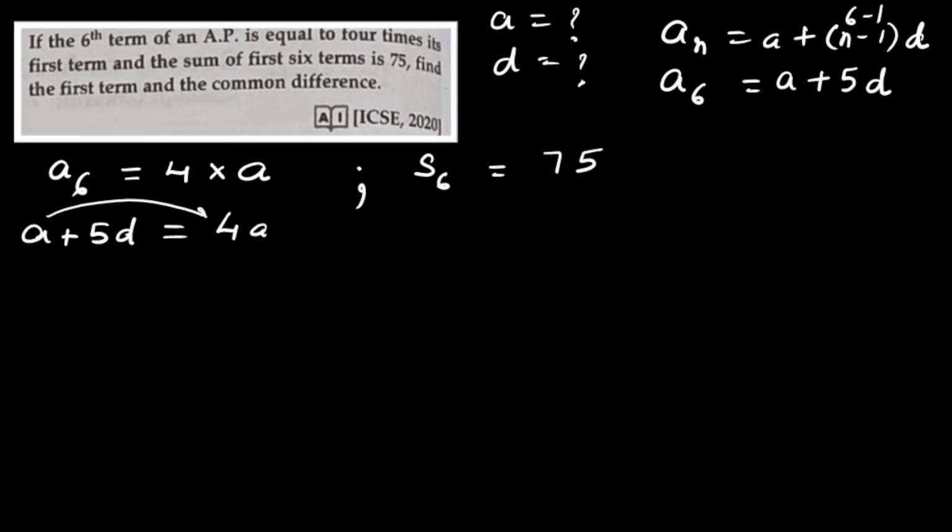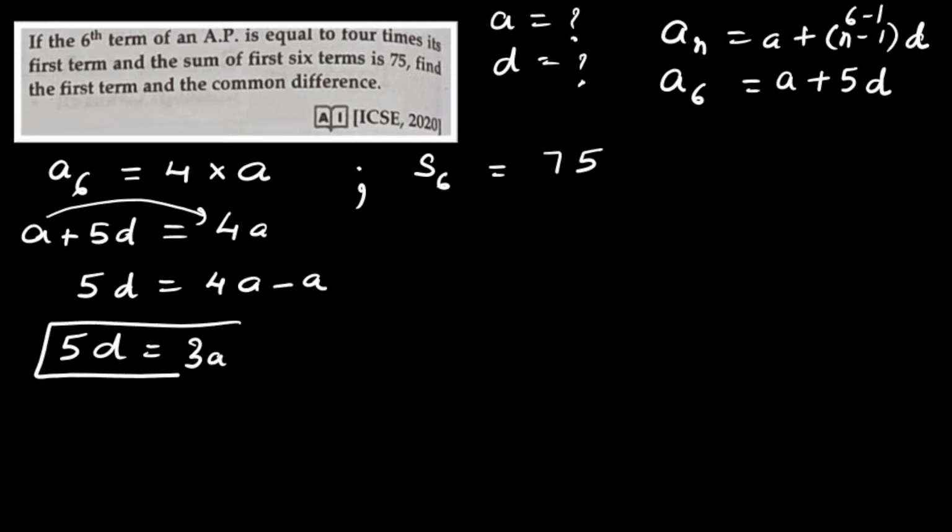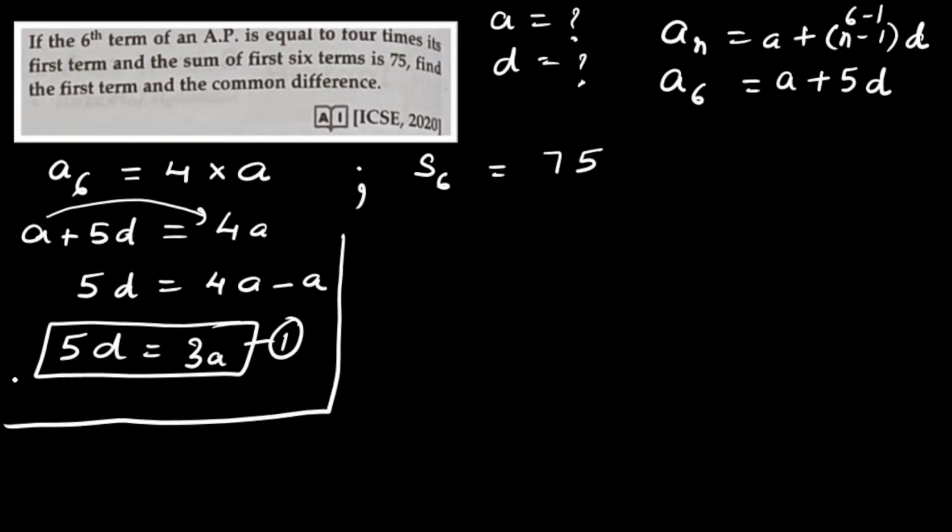So I'll just shift a to the other side. Here I'll get 5d is equal to 4a. This a, when we shift to the other side, will become minus a, because here it's getting added. When we shift to the other side, it will become minus. So 5d is equal to 3a. Let it be the first equation. Now we'll make use of the other information which is given to us, and we will get one equation and simplify to get the required thing.